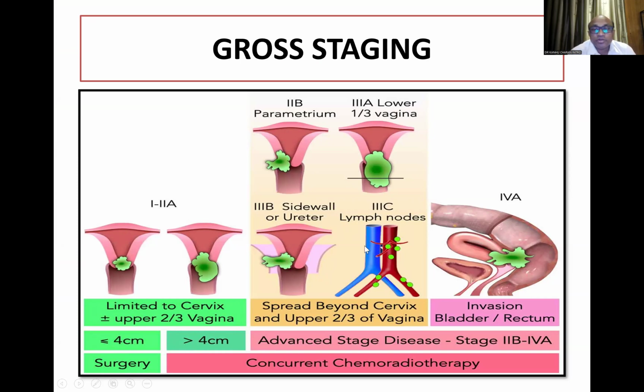So, if there is a lymph node involvement, it directly takes 3C, and bladder or bowel involvement is 4A, lower third vaginal involvement is 3A, and medial parametrial involvement is 2B, and ureter, hydronephrosis, and lateral wall involvement is stage 3B.